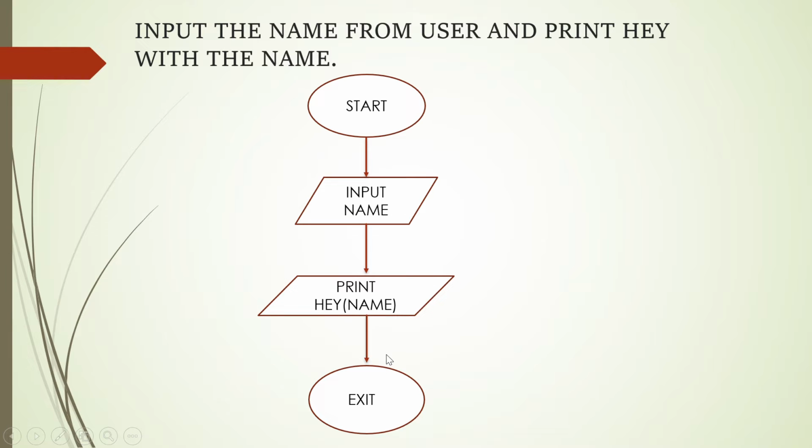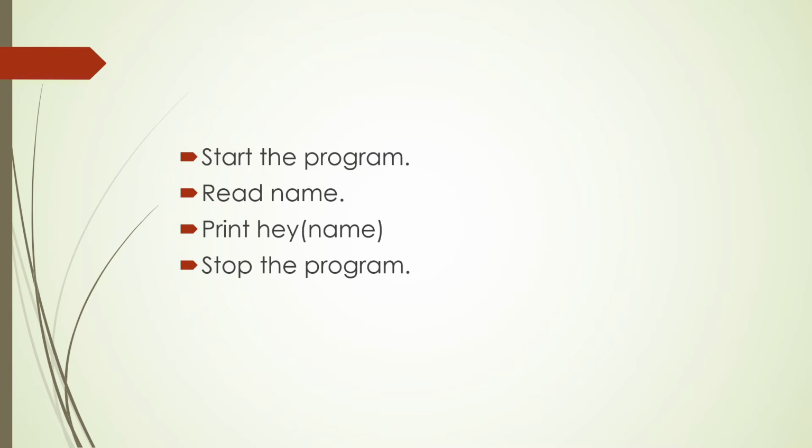So a simple program. Next will be the pseudocode of this program. We will see how to write a pseudocode. So we will start the program. Now the computer is reading the name. Okay, print hey name and stop the program. As easy as that. We are just using English words and we are writing the whole steps with the help of sentences, and it is very easy.